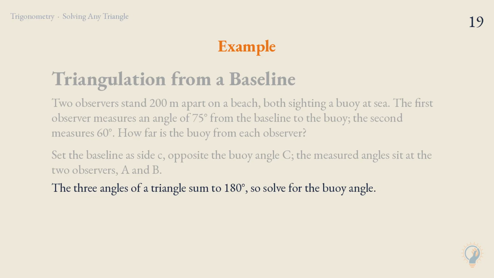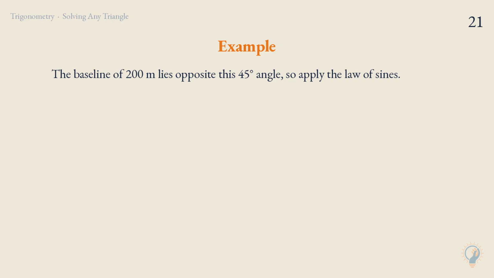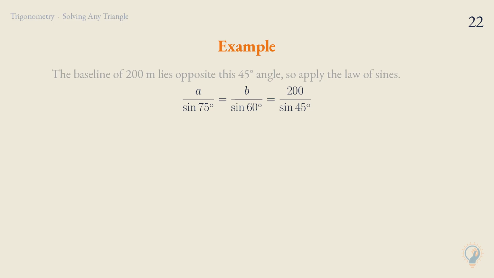The three angles of a triangle sum to 180 degrees, so solve for the buoy angle. C equals 180 degrees minus 75 degrees minus 60 degrees, which is 45 degrees. The baseline of 200 meters lies opposite this 45-degree angle, so apply the law of sines. Side a over the sine of 75 degrees equals side b over the sine of 60 degrees equals 200 over the sine of 45 degrees.